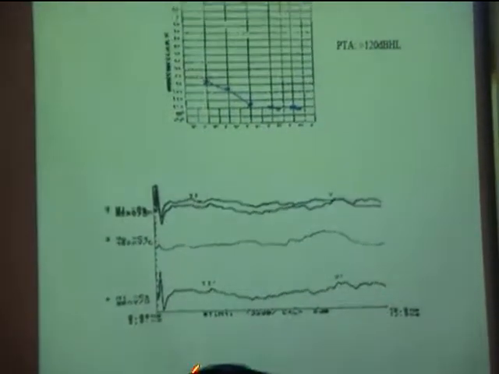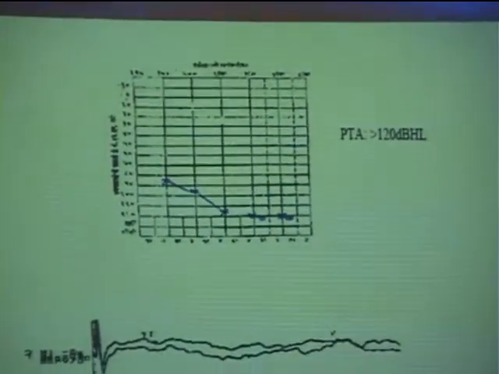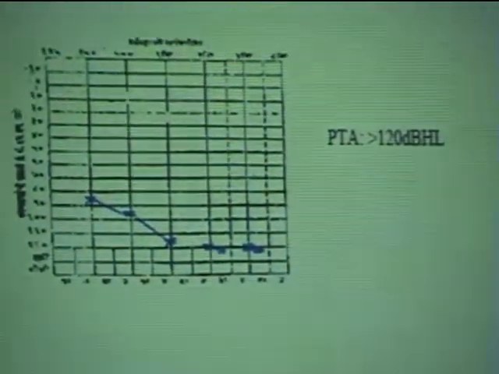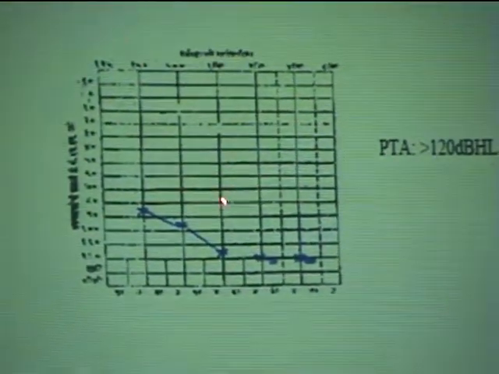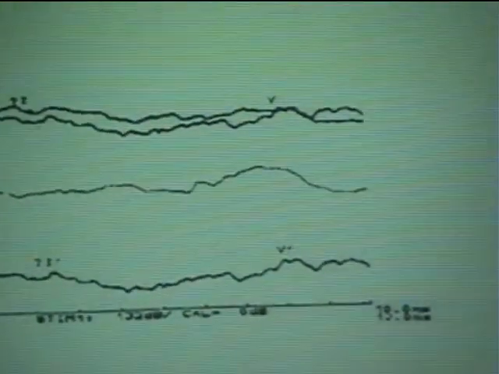This is the typical no response. We are not even sure that what we have marked as wave V is truly wave V, and this child we will predict has a profound hearing loss. In this case, we had an audiogram later on for the child. It showed that what we suspected was true.